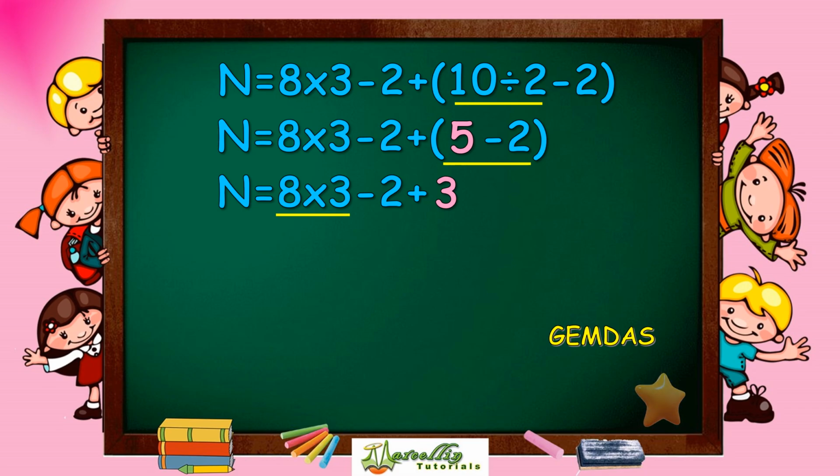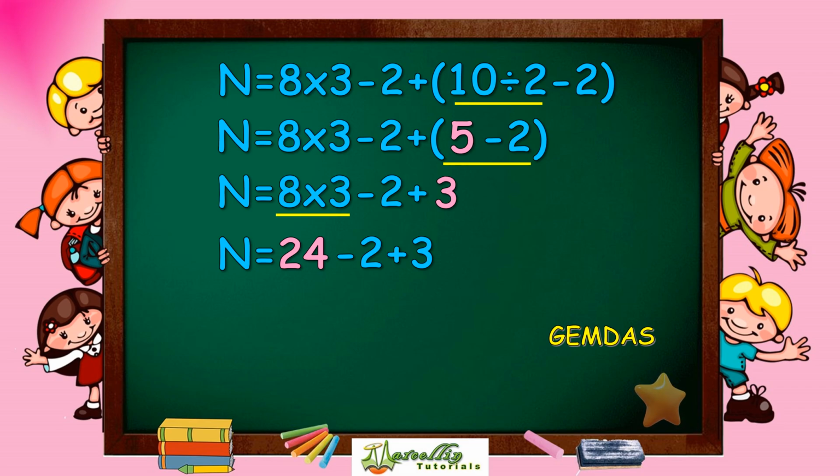So let's solve 8 times 3. Our 8 times 3 is 24. Then let's copy the numbers on the right, which is minus 2 and plus 3. Next, we have subtraction and addition. Let's do it from left to right.